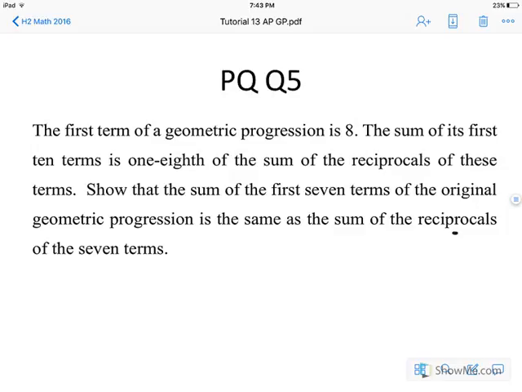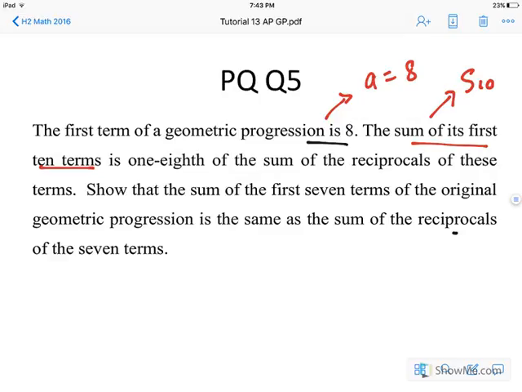So now we are going through PQ question 5. The first term of the geometric progression is A. So we know from here we can straight write a = 8, and the AR is equal to A. The sum of the first 10 terms is 1 over 8 of the sum of the reciprocals of these terms. So the sum of the first 10 terms, we know this would be S10. It's 1 over 8 of the sum of the reciprocals. We'll look at what this actually means later.